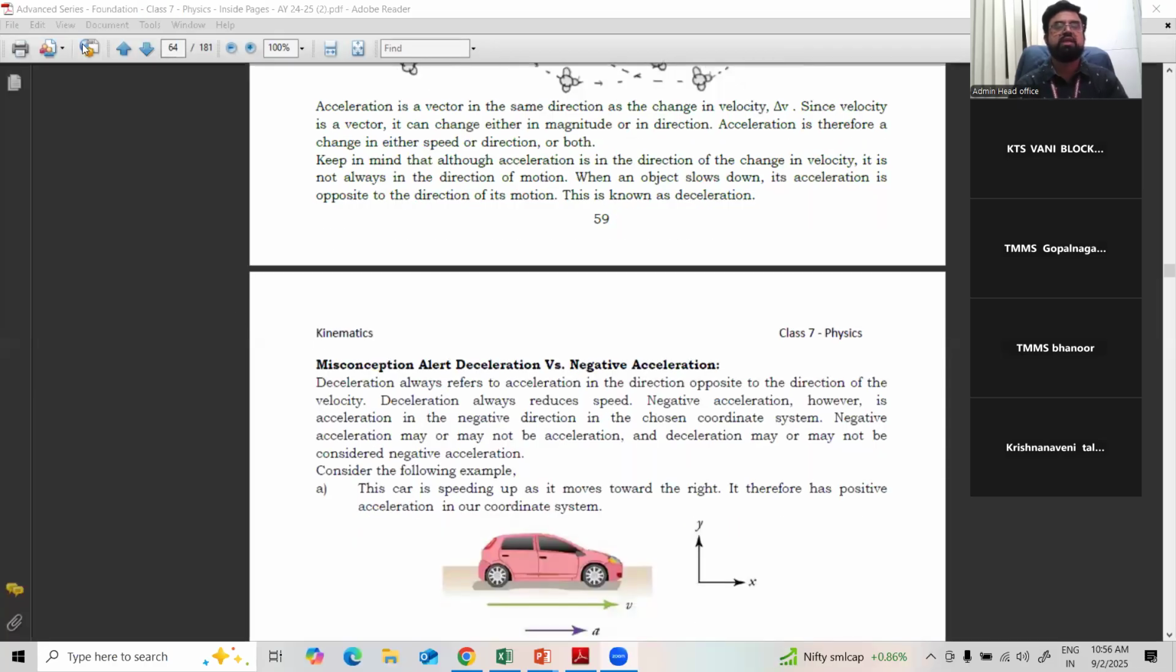Acceleration is a vector quantity because it has a specific direction, the same direction as the change of velocity. Since velocity is a vector, it can change either in magnitude or in direction. Acceleration therefore changes in either speed or direction or both. Keep in mind that although acceleration is in the direction of change of velocity, it is not always in the direction of motion. When an object is slowed down, its acceleration is opposite to the direction of its motion. This is known as deceleration.